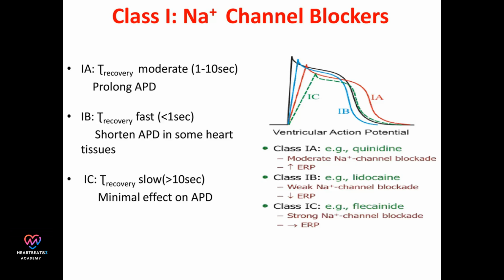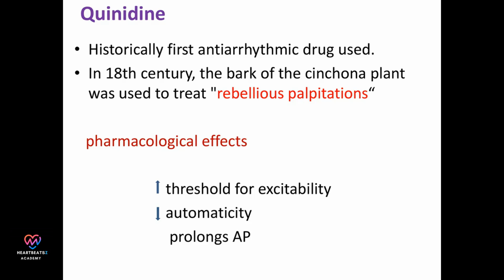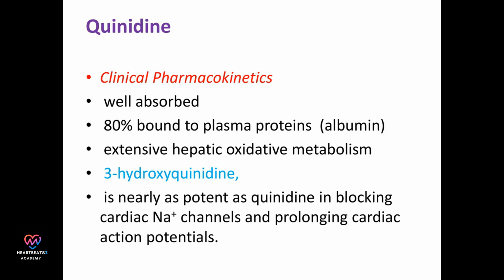Class 1 Na+ channel blockers, including Class 1A, 1B, and 1C, and their effects on ventricular action potential are explained here. This slide explains Class 1A drugs, such as quinidine, procainamide, and disopyramide, and their effects on action potential currents. Detailed information on quinidine, including its pharmacological effects, clinical pharmacokinetics, uses, and drug interactions, is provided here.